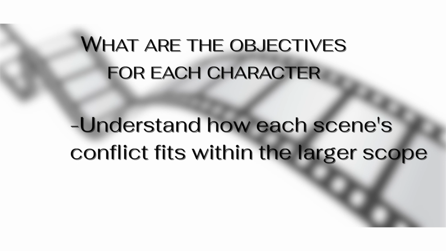When working with actors, it's important they understand the objectives of both the scene and the whole film and how they work together, and sometimes they don't. Sometimes a character is going to forget the long-term plan, the long-term goal, the long-term objective in order to win the short-term battle. This could lead to a bigger problem later or a bigger conflict later, which is fantastic for your film. Understanding how the scene's conflict fits within the larger scope of the film is extremely important.